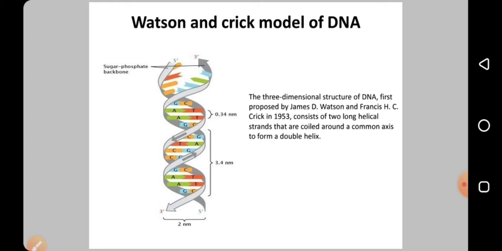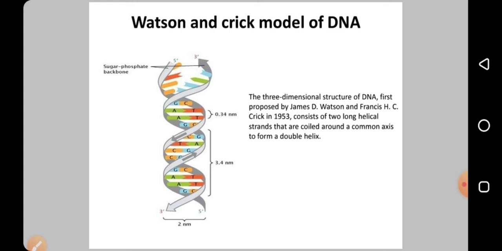Then we have stacked bases inside that. There are bases like adenine, guanine, cytosine and thymine. The sugar in the backbone is deoxyribose sugar in DNA, and if it is RNA, then we call it ribose sugar. So these bases, adenine, guanine, cytosine and thymine, are stacked one over the other and form the entire structure of DNA. And how are these bases held together?